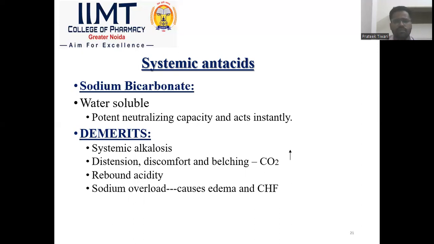In systemic antacids there is sodium bicarbonate, which we majorly avoid using. It is very effective, but we avoid it because it causes rebound secretion. It neutralizes the acid very rapidly, but when we withdraw the sodium bicarbonate therapy, there is a sudden increase of the acidity. The term used to define it is rebound acidity.